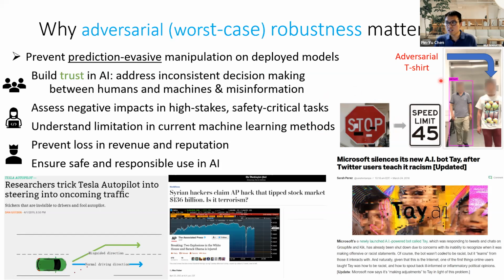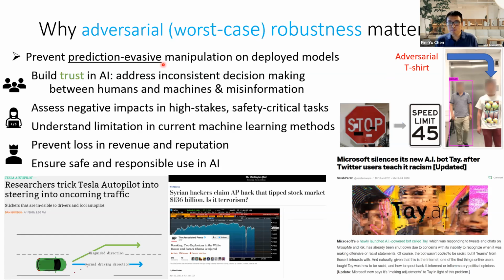We also recently demonstrated that we can design an adversarial t-shirt with a special design pattern that makes whoever is wearing it invisible to a person detector. And as a model developer, you will be very surprised to know why your model already gets 99% accuracy on the test set, but is still so vulnerable to these adversarial attacks. That means there could be some fundamental limitations in our current practice of training machine learning models.